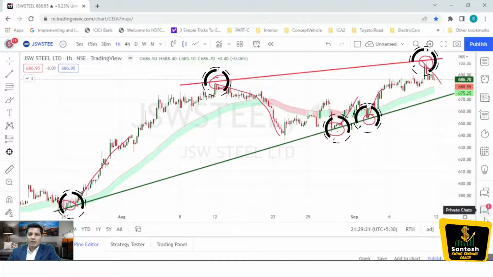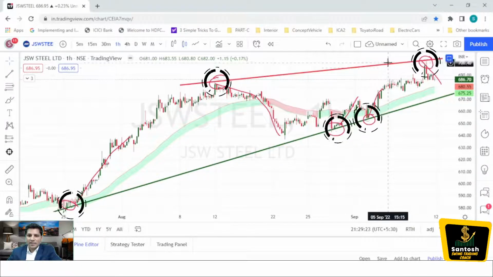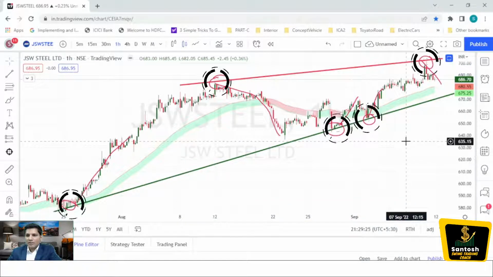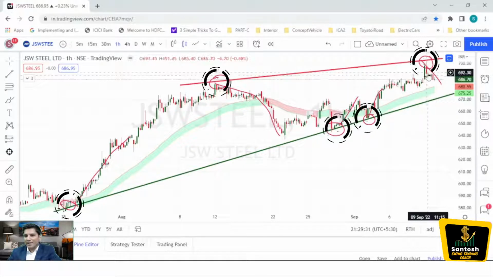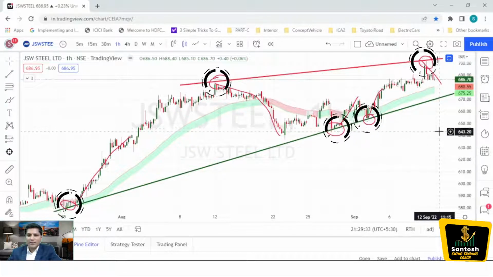So since this is the resistance line, I thought the price again has to come down at least to this level. So I took an entry at this point. Let me quickly zoom in.